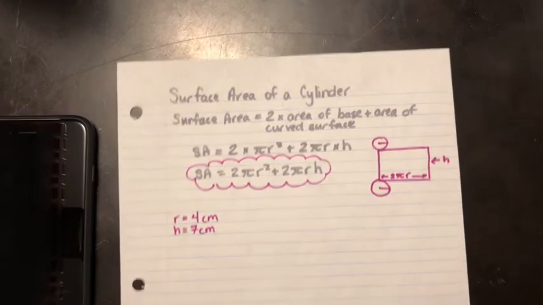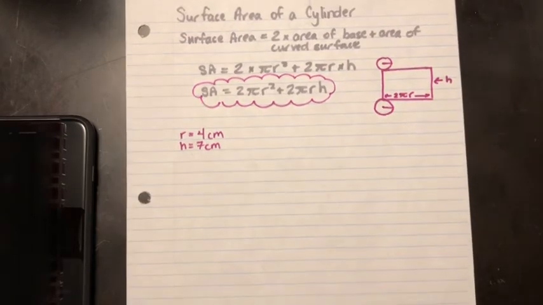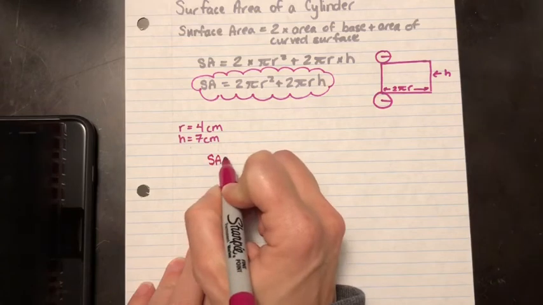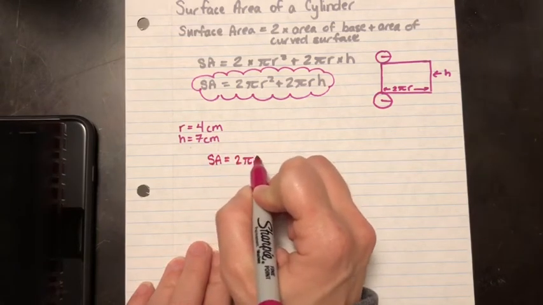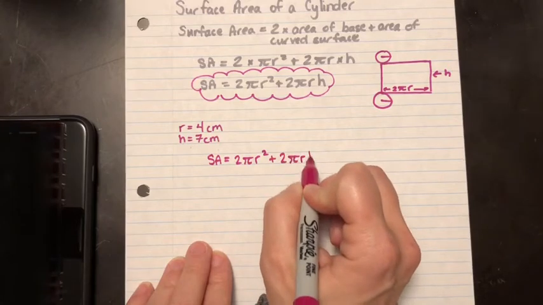All right, let's solve this one. I'm going to use pink because pink is fun. So the first thing I'm going to do here is write out my formula. Surface area equals 2 pi r squared plus 2 pi r h.